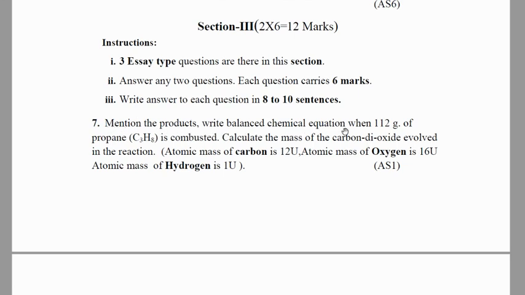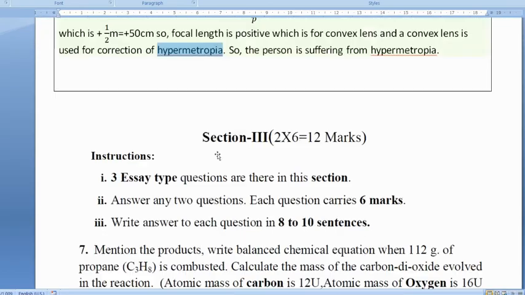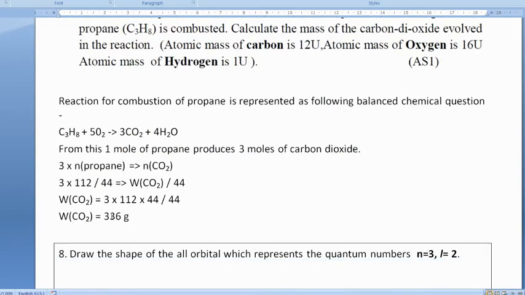Mention the product and write the balanced chemical equation when 112 grams of propane is combusted. Calculate the mass of the carbon dioxide released in this reaction. Let's see the answer, students. So the mass of the carbon dioxide is 336 grams. This is how we got it.